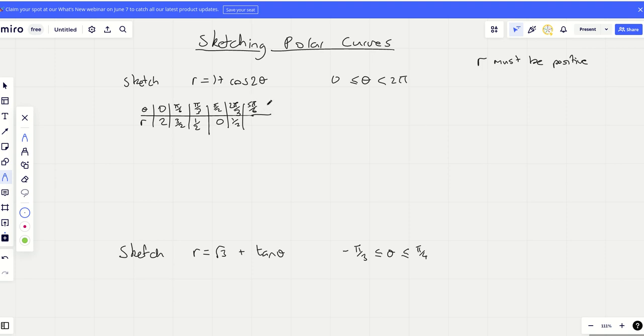I'm just going up in increments of pi over 6 here, and I'll just go up to pi because that's all I really need to do. You've also got this beautiful symmetry that it goes down and then up, and then I'm just going to say for the next few values it repeats. So I reckon I've got enough to draw it now.